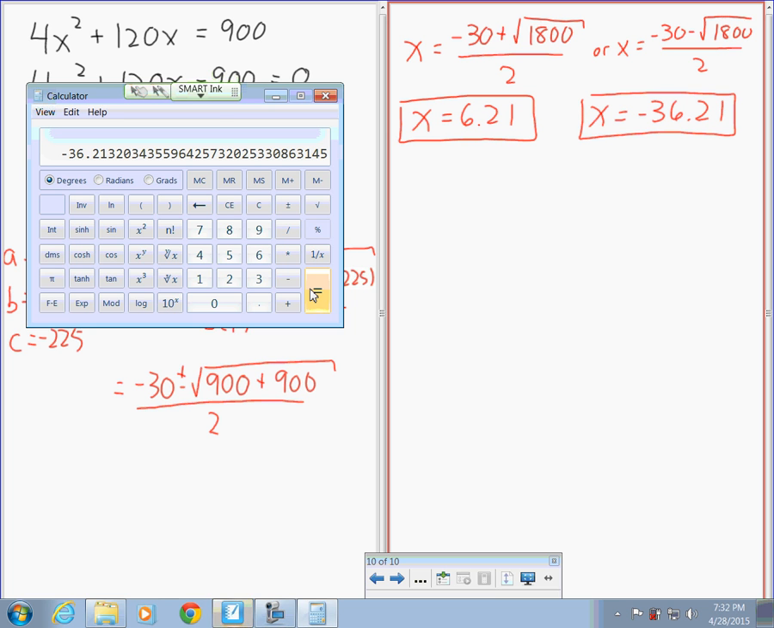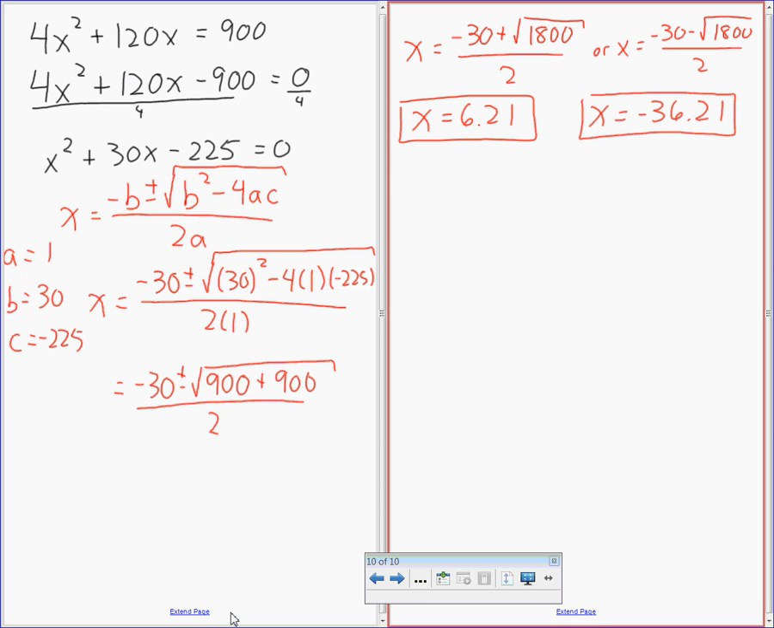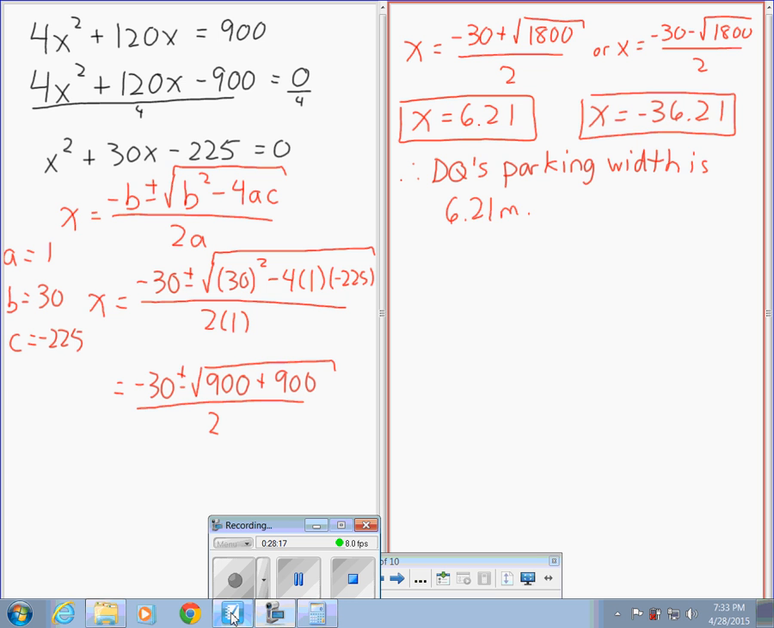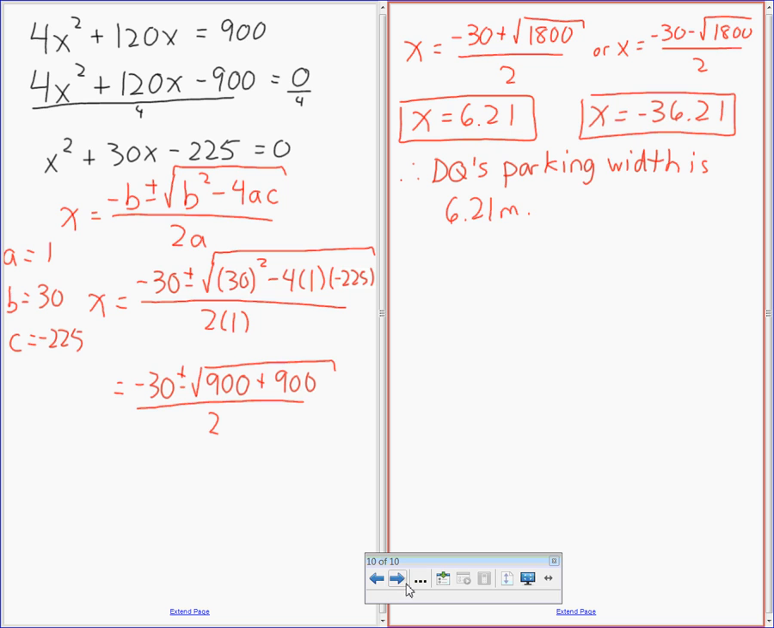Therefore, the width of the Dairy Queen's parking is 6.21 meters. Okay. All right, so the time here. Okay, I think we have time for one more example here. It's 28 minutes. I think we have time for one more, hopefully.